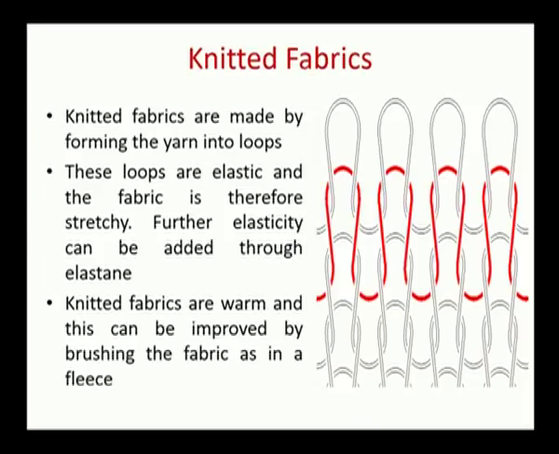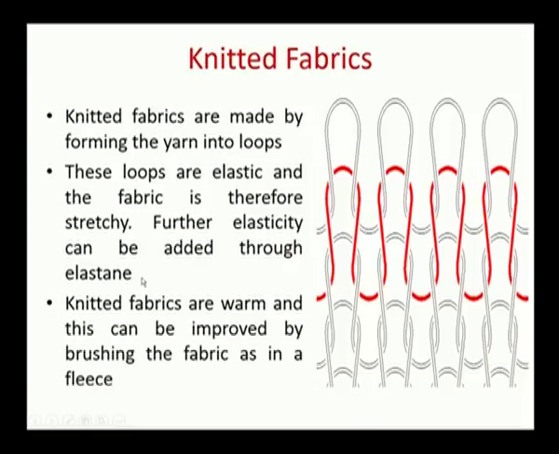Another class is knitted fabrics, which are made by forming the yarn into loops. This is yarn, you can make it into a loop, meaning getting together inside, so that more cross linking will be there between these two fiber materials. So, the additional strength and stability gets enhanced. These loops are elastic and the fabric is therefore stretchy. Further elasticity can be added through elastane.